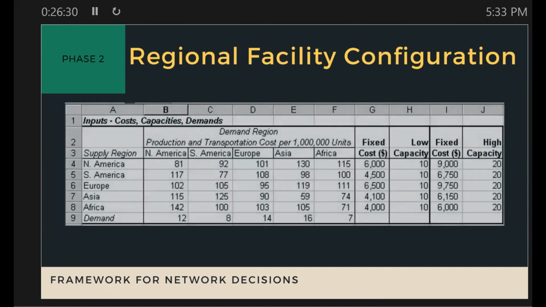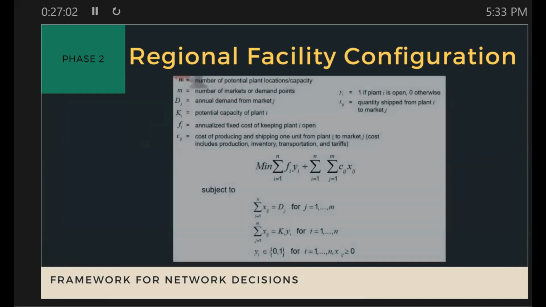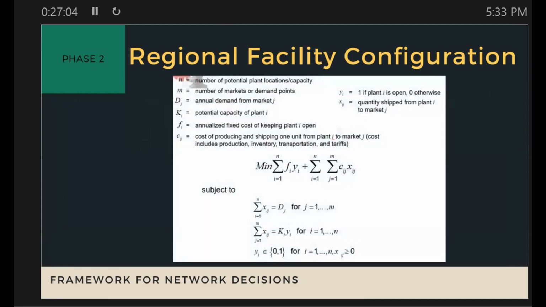As mentioned by Sir, there's a mathematical model that can be used when choosing the regional facility configuration. Cost, capacity, and demand shall be considered. There's a capacitated plant location model. It is a generalization of the transportation model. The capacitated plant location problem allows greater latitude of decision making in that the points of origin, or the plant locations, are variable. So this is the mathematical model for that.